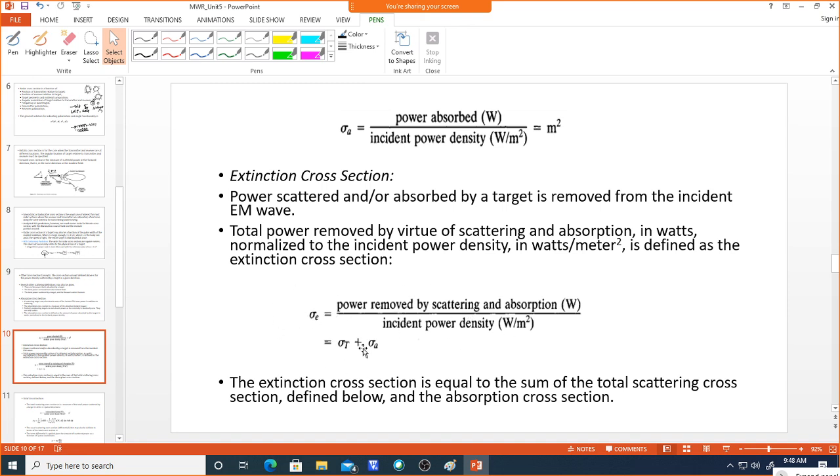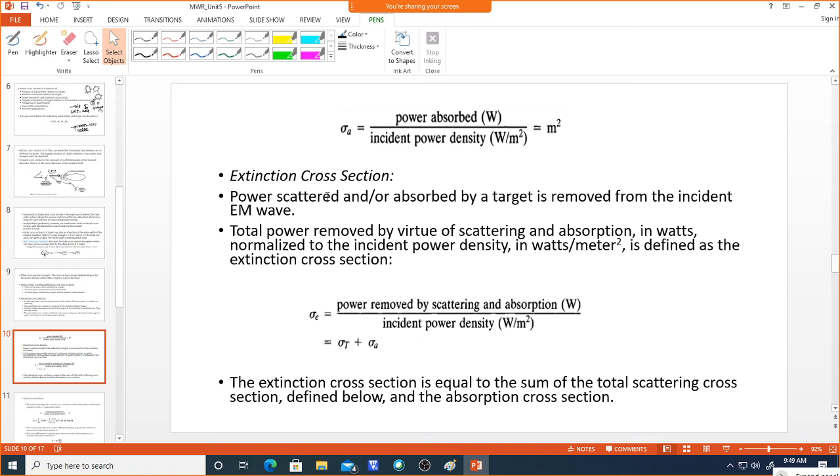It is the sum of the scattering cross section plus the absorption cross section. This gives the extinction cross section: the total power removed by virtue of scattering or absorption, in watts, normalized to its incident power density. So we remove the scattering and absorption powers, and if we normalize with respect to incident power density, we get the extinction cross section. These are the other parameters we use to measure the cross section.